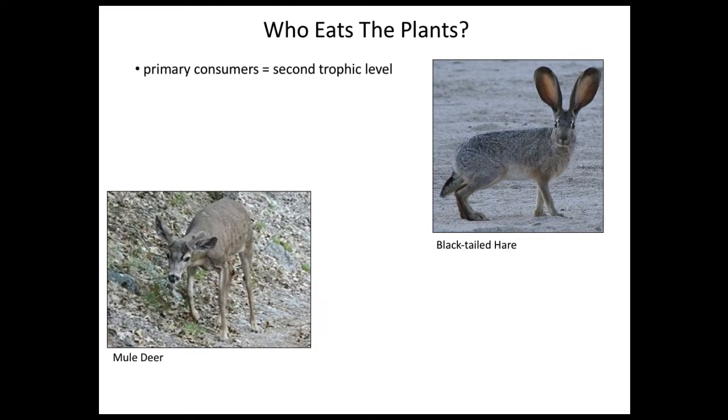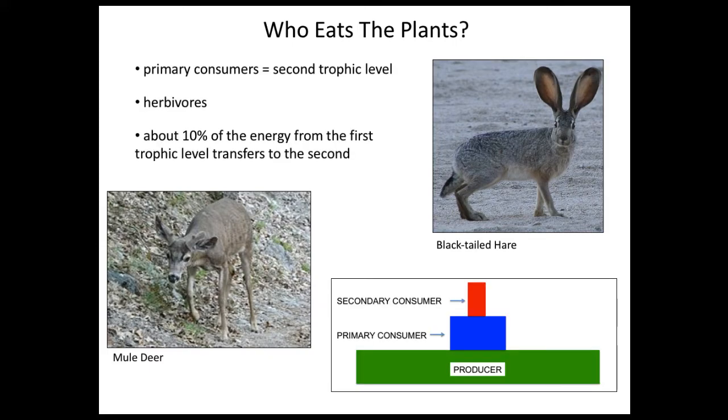Primary consumers, therefore, are the second trophic level, and it includes things such as deer and rabbits. These would be considered the herbivores in our system, and about 10% of the energy from the first trophic level transfers to the second. There is much more energy that is stored in that first level than there is in the second. That's why when you look outside, you see lots and lots of plants. You don't see lots and lots of bunnies.